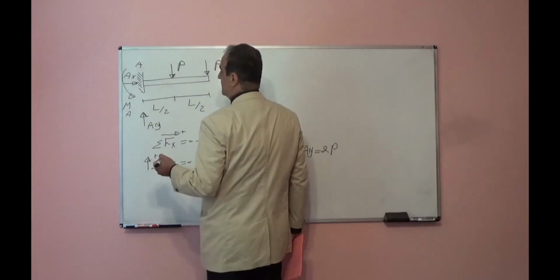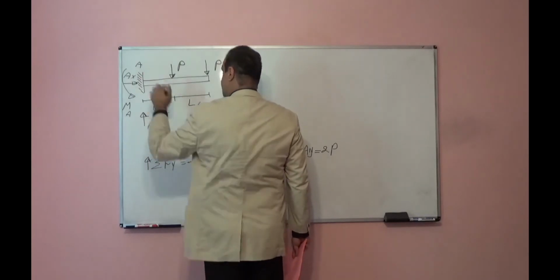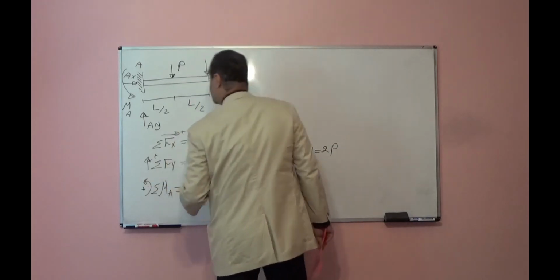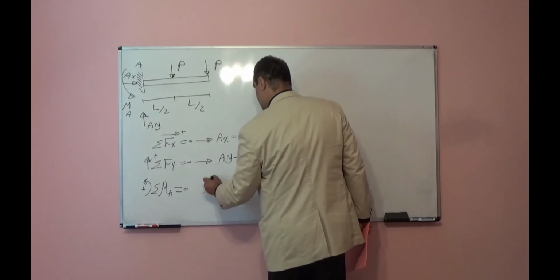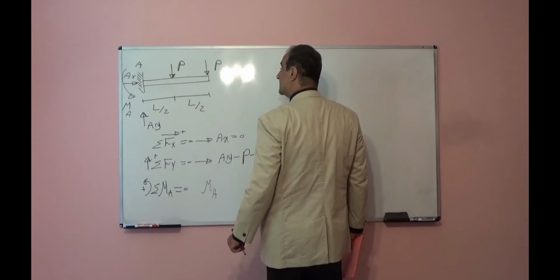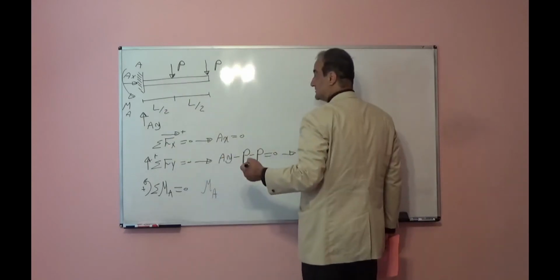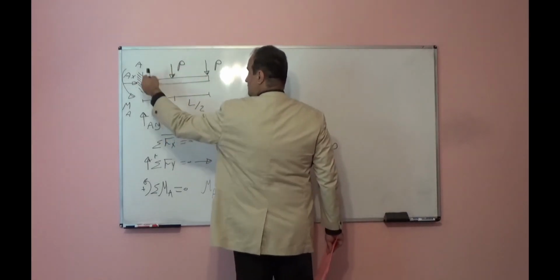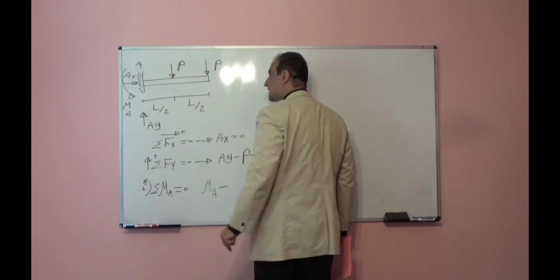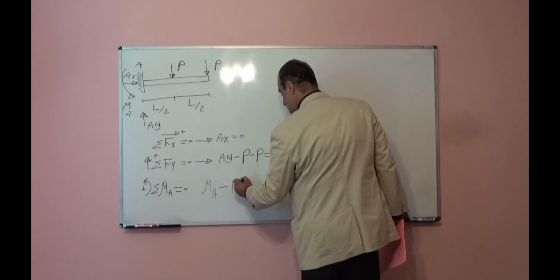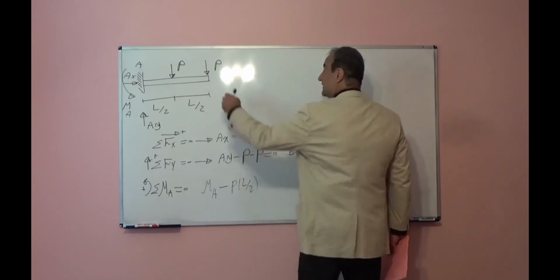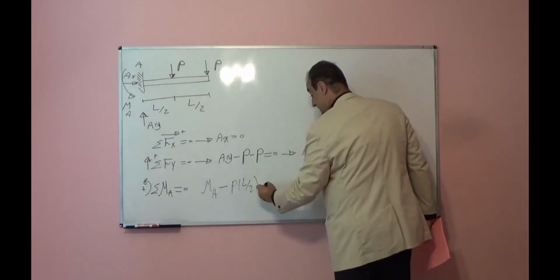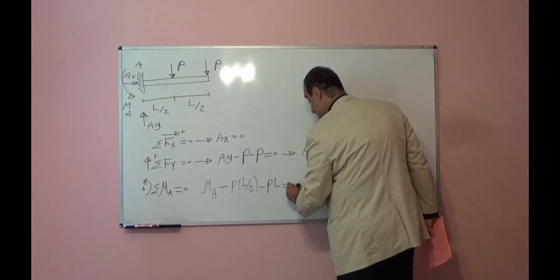Summation of moment respect to one point is equal to 0. For example, respect to fixed support is equal to 0. At point A, moment we have one reaction for support A. Counterclockwise I assume the direction, so it is positive, minus P times distance. This P times L over 2 wants to rotate this beam respect to point A clockwise, so negative P times L over 2. Again, P times L, it wants to rotate this beam respect to point A clockwise, so negative P times L is equal to 0.